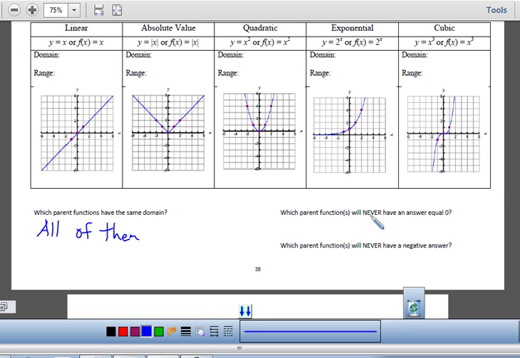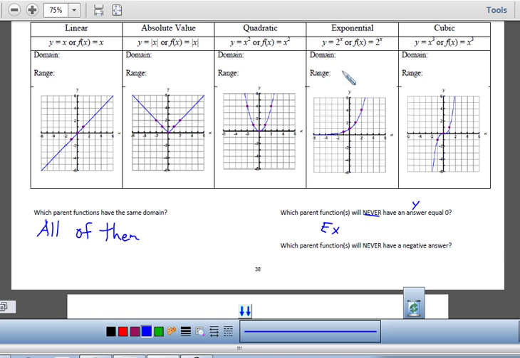Which parent functions will never have an answer equal to 0? There is only one that will never be equal to 0. Linear and cubic do cross over. So when we say answer, we're talking about the range, or a y equal to 0, an output, if you will. So will it cross over or touch the x-axis? The only one that does not is the exponential.